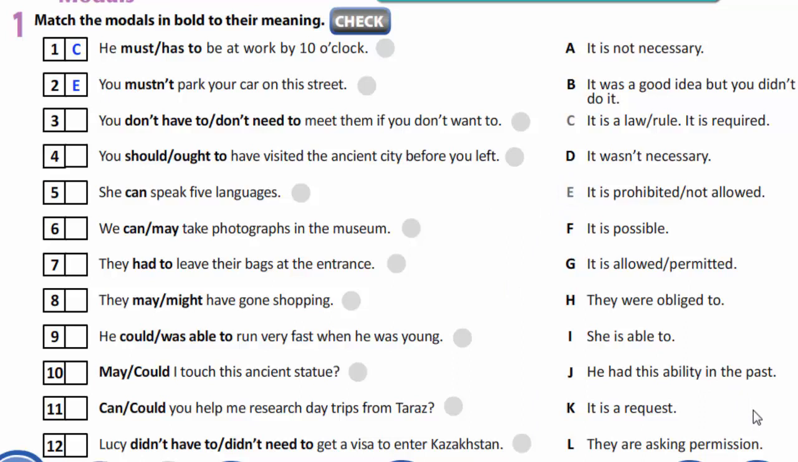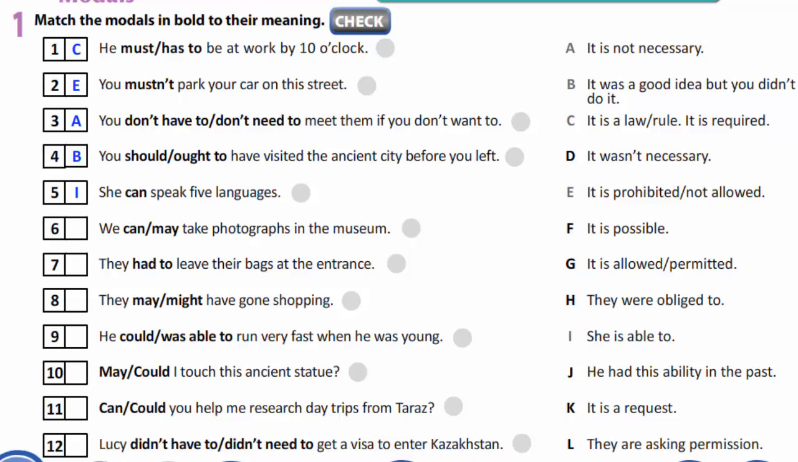Number 3. You don't have to, you don't need to meet them if you don't want to. A. It is not necessary. Number 4. You should, ought to have visited the ancient city before you left. B. It was a good idea, but you didn't do it. Number 5. She can speak 5 languages. It's I. She is able to.